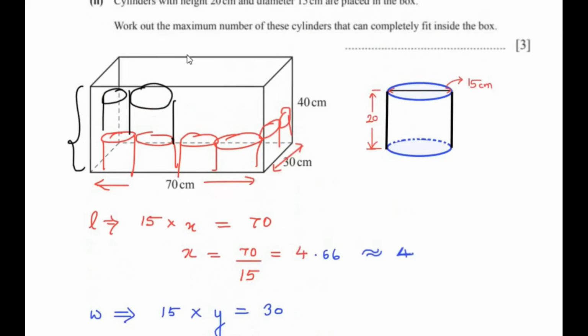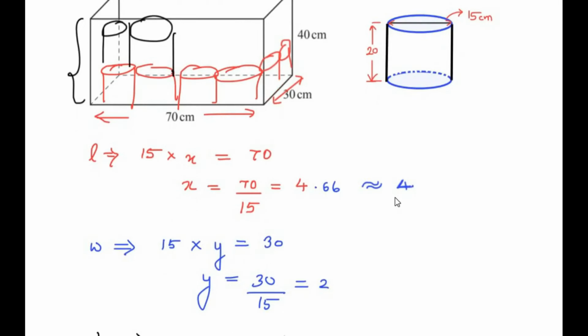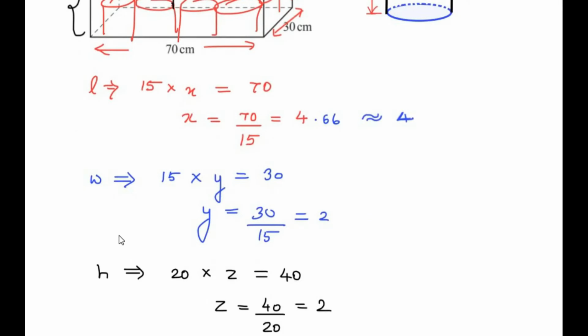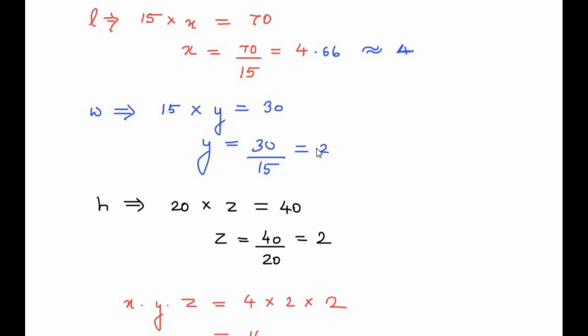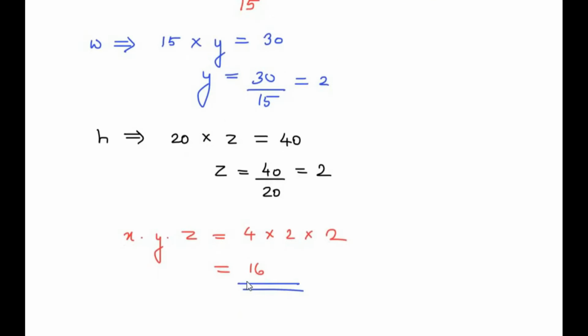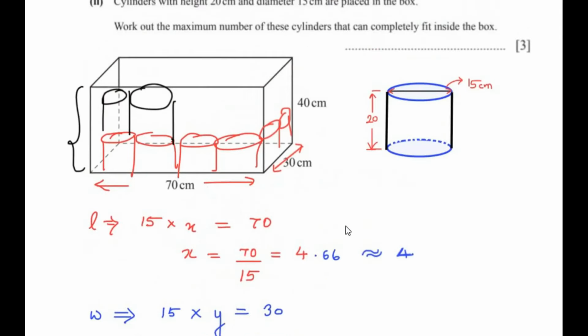Now since we need to find out the maximum number of cylinders that can be placed within this box, we are going to multiply the number of cylinders we have got for the length, for the height and for the width. So we are going to multiply 4 times 2 times 2, and that will tell us that 16 cylinders can be easily fit within this given cuboid.